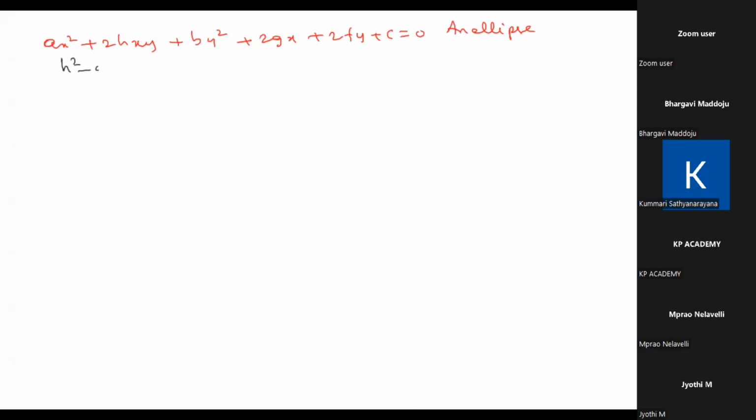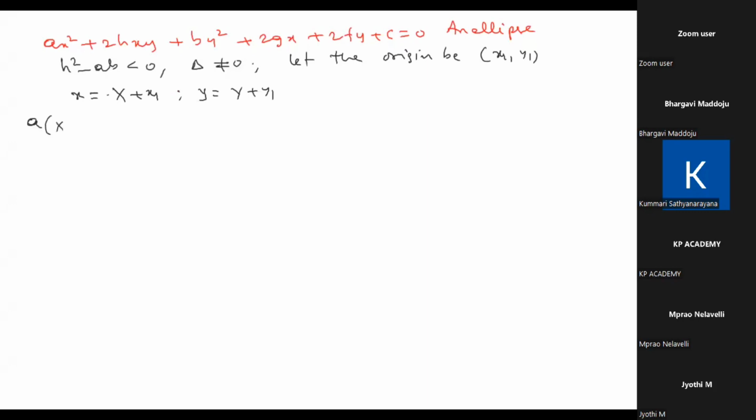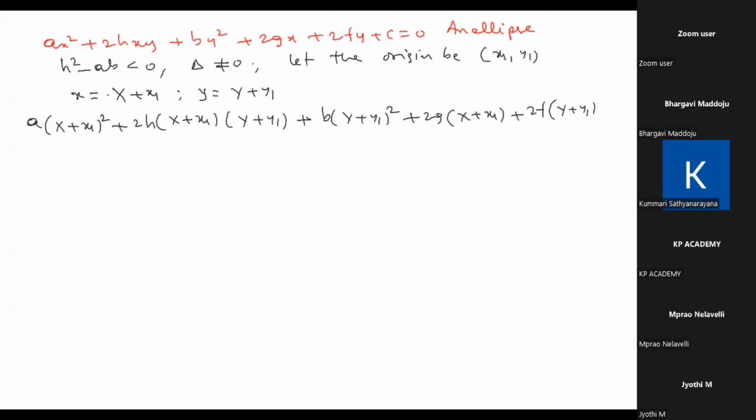So h square minus ab less than 0 and delta not equal to 0 represents an ellipse, right? For this, how to find eccentricity and all this? For this, you shift the origin. Let the new origin be (x1, y1). Then the transformed equations are x equals capital X plus x1 and y equals capital Y plus y1. So what happened? a into (X plus x1) whole square plus 2h into (X plus x1)(Y plus y1) plus b into (Y plus y1) whole square plus 2g into (X plus x1) plus 2f into (Y plus y1) plus c is equal to 0.